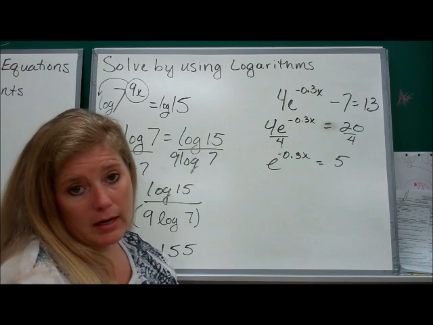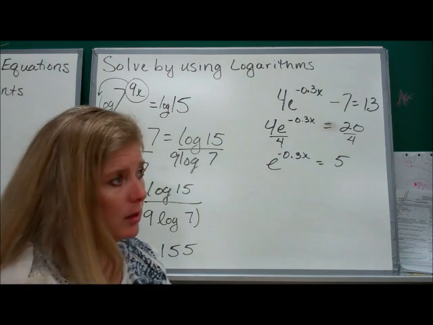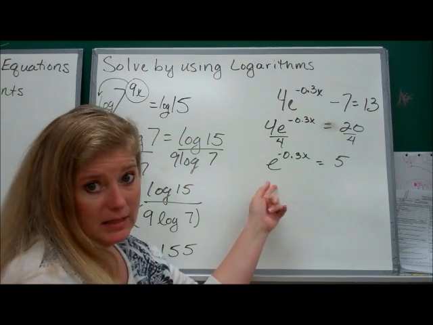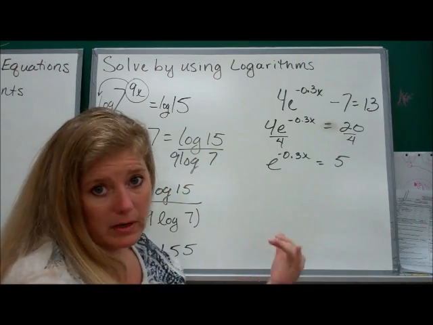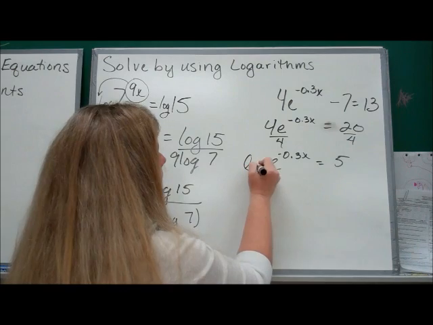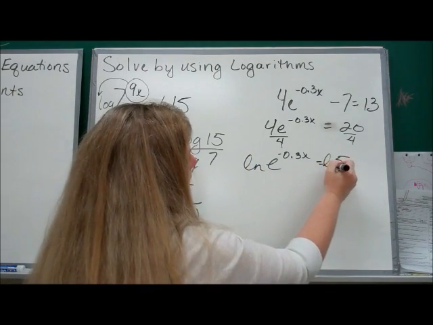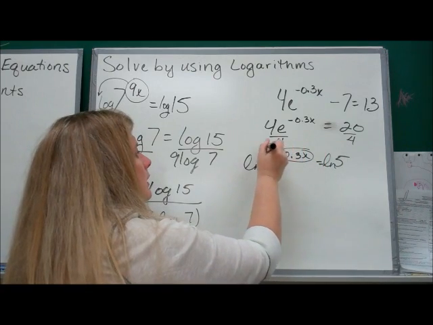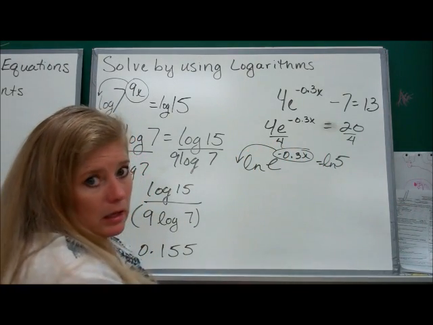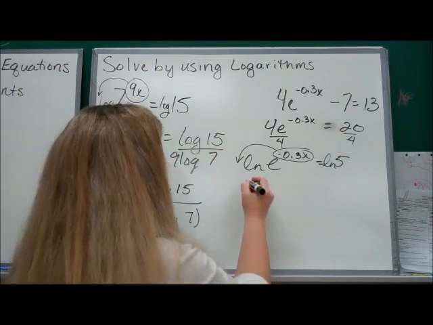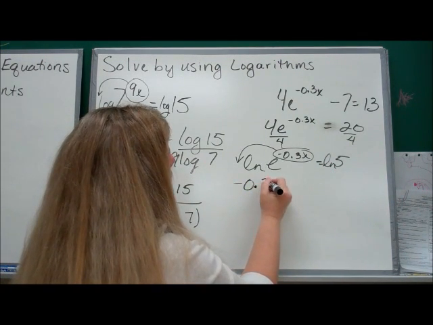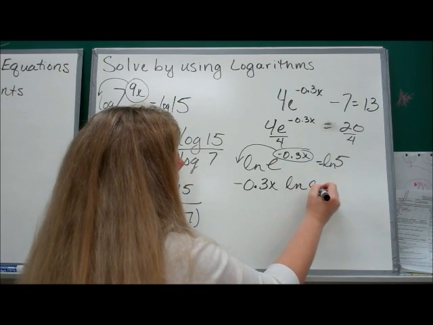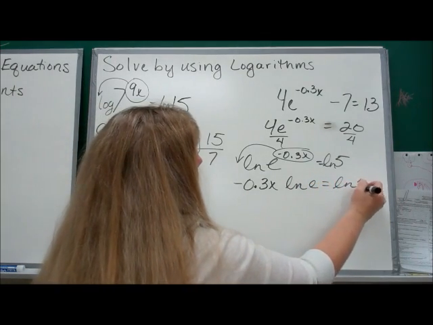And at this point, I'm going to take the log of both sides. But what log am I going to use? What log would make sense? This is an e. The natural log would make sense. So that's the one we're going to do. Take the natural log of both sides. When we do that, that means we can bring this exponent to the coefficient position. So negative 0.3x times the natural log of e equals the natural log of 5.